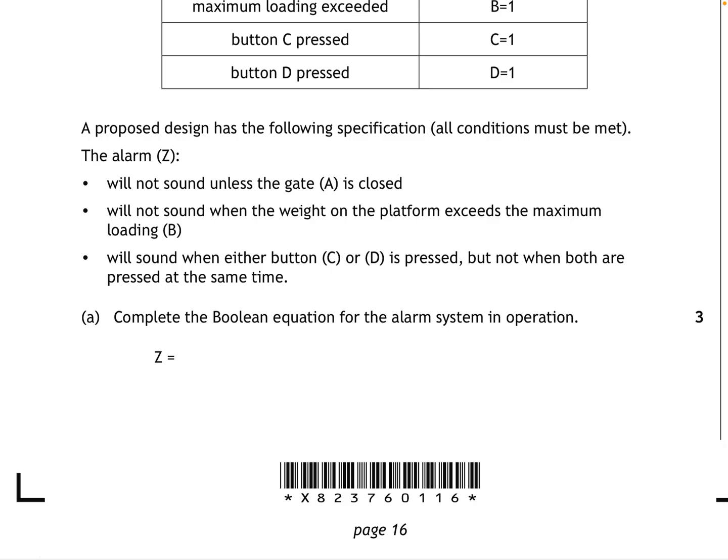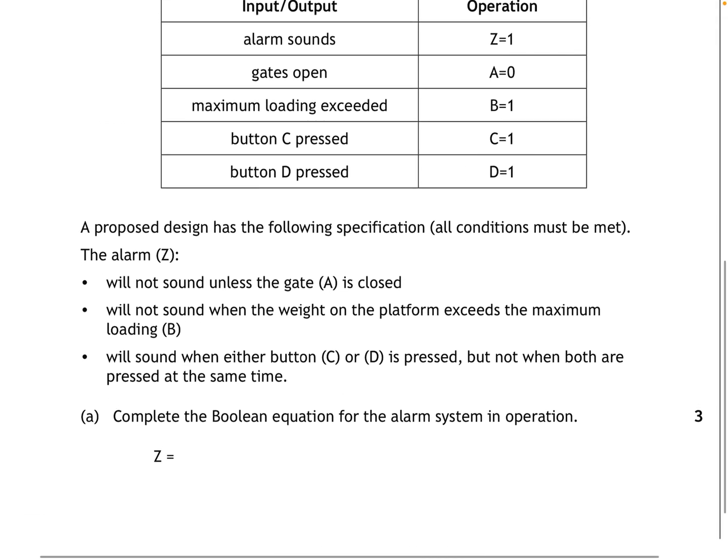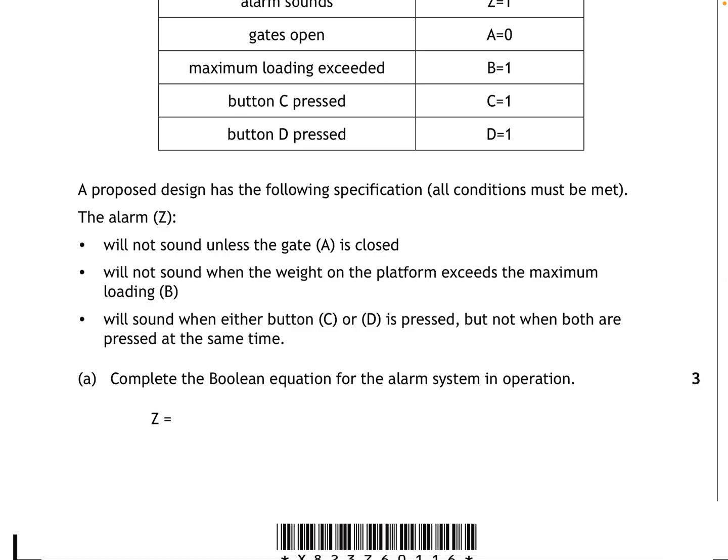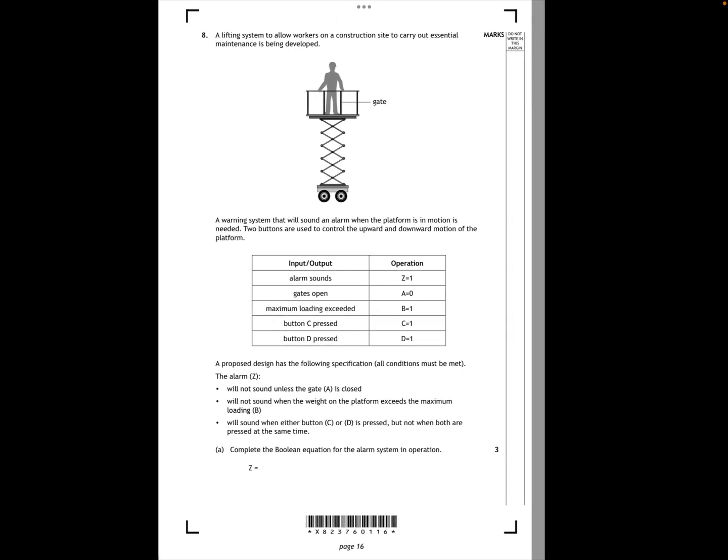So the alarm, Z, will not sound unless the gate is closed, and will not sound when the weight of the platform exceeds the maximum loading, but will sound when either C or D is pressed, but not when both are pressed at the same time. And we're asked to complete the Boolean equation for this alarm system.